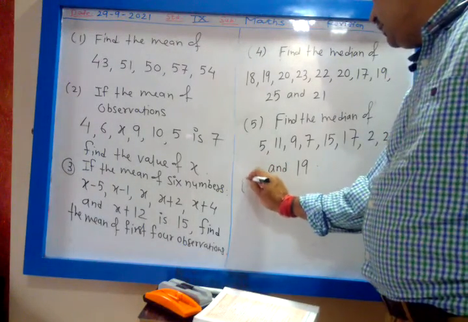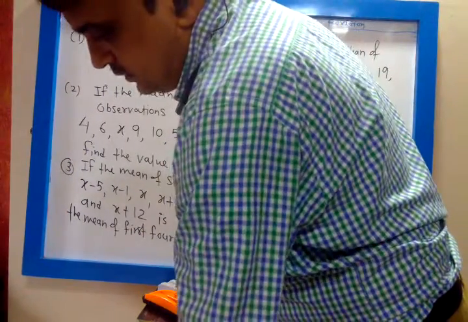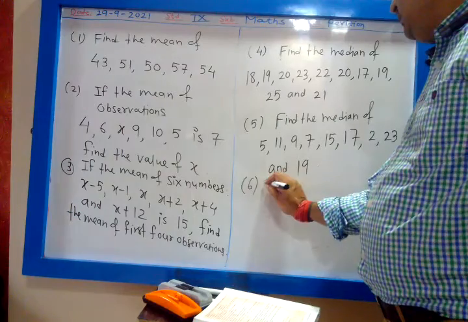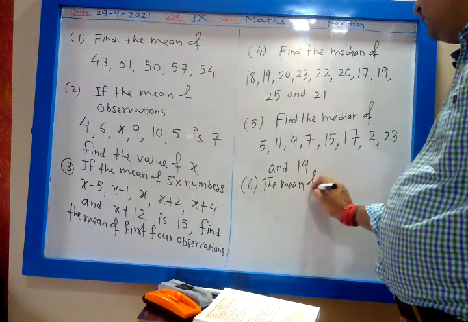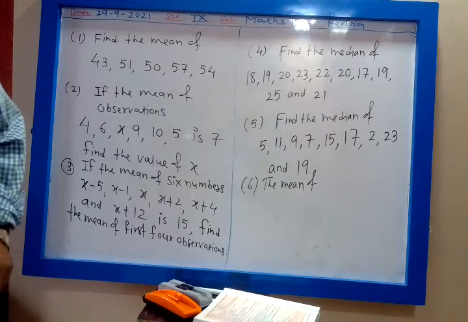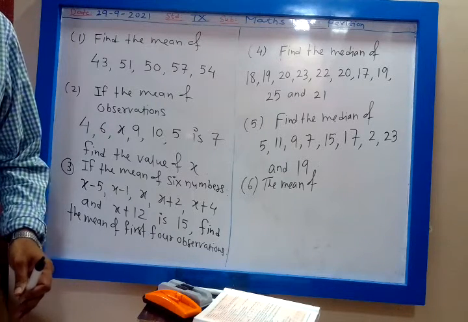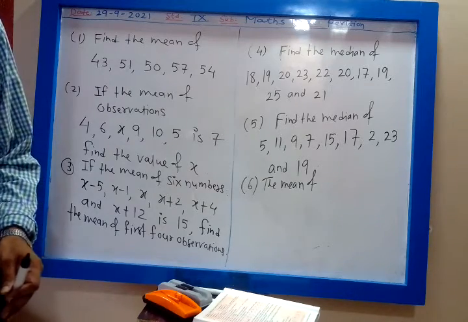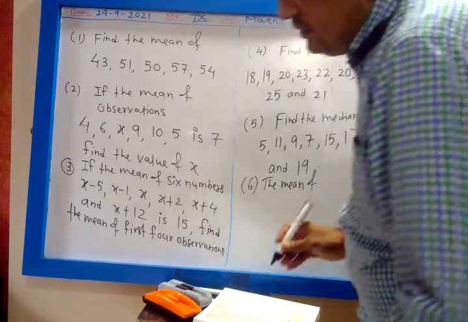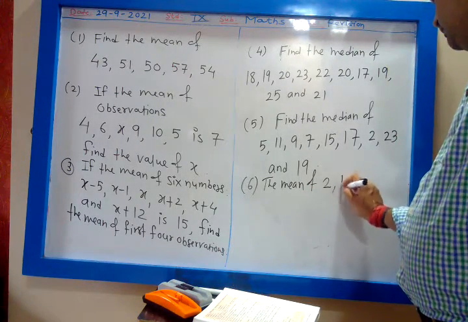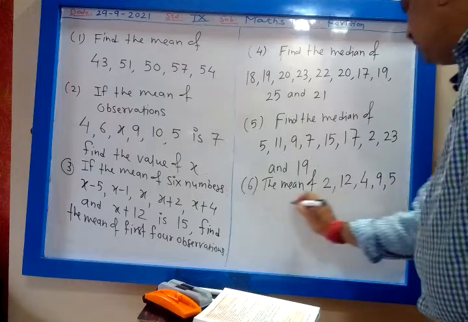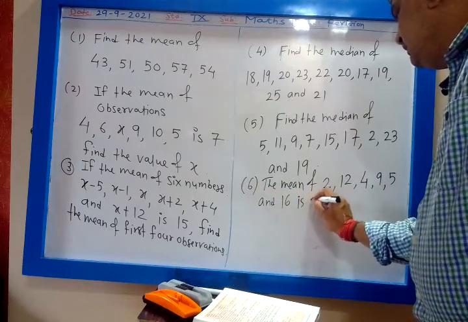Twenty. Chalo, sixth question. The mean of 2, 12, 4, 9, 5 and 16 is x. The mean is x.